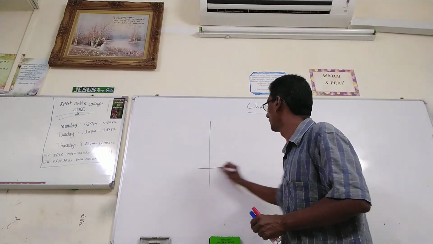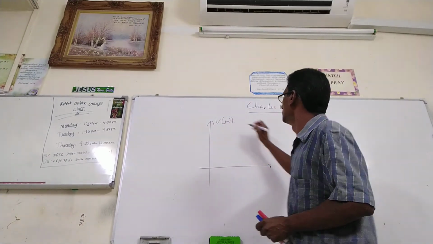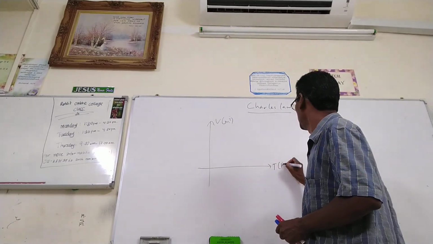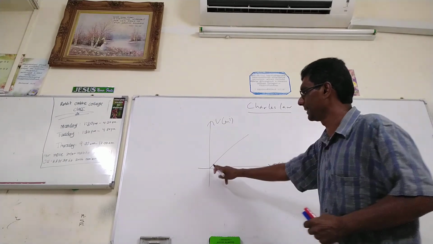The first graph: volume and temperature in Kelvin. The graph starts from the origin.